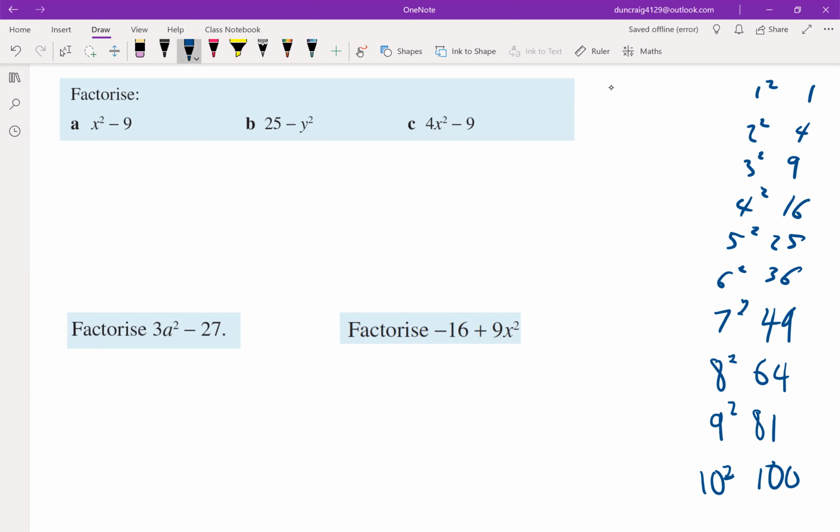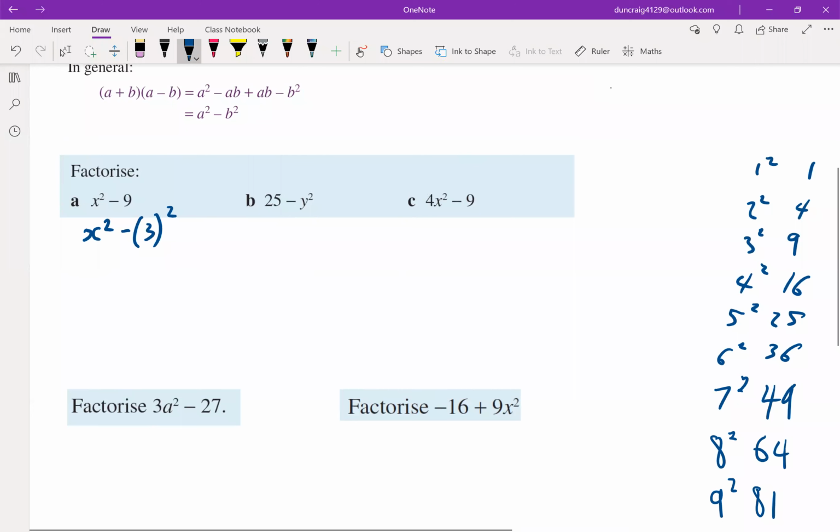Here we've got x squared take 9, and we just need to identify first up that 9 is a square number. 9 is the same as 3 squared, so I can write that down: x squared take 3 squared. So here we've got a difference of two squared values, and from what we saw previously, it's going to simplify down into something like that. So let's write down that solution. It's got the double brackets, and that's just going to be x plus 3 and then x take 3.